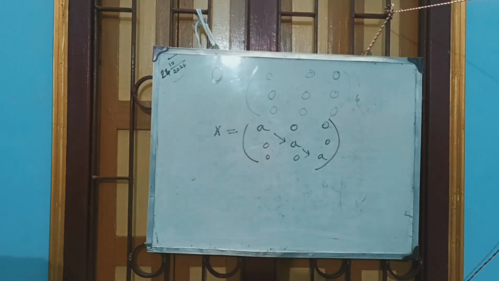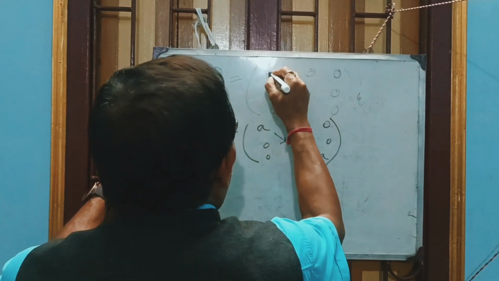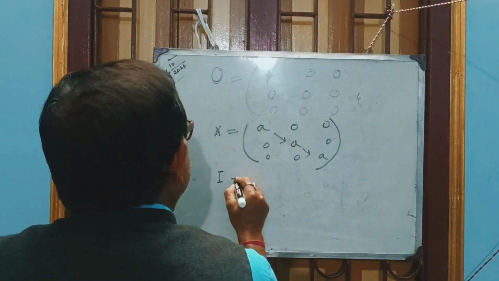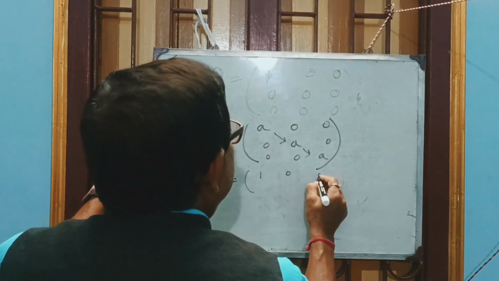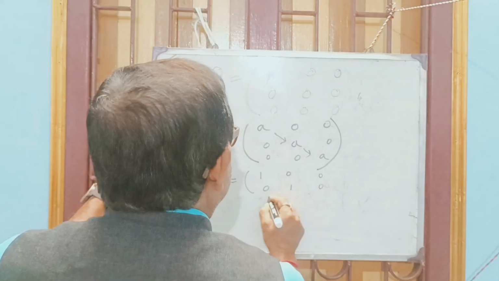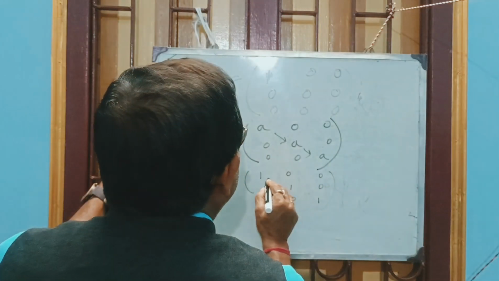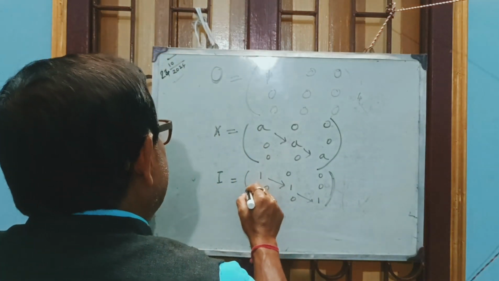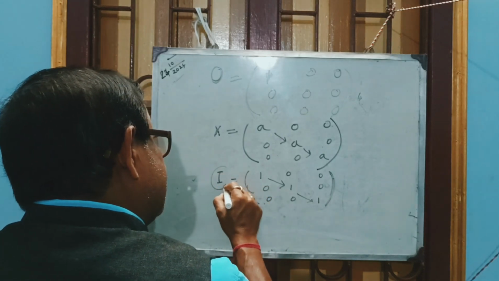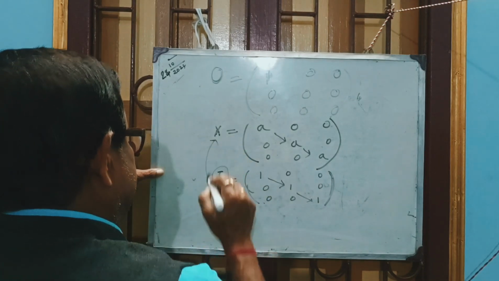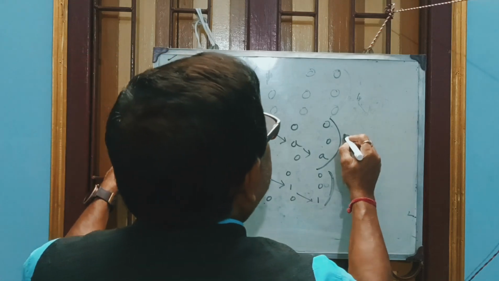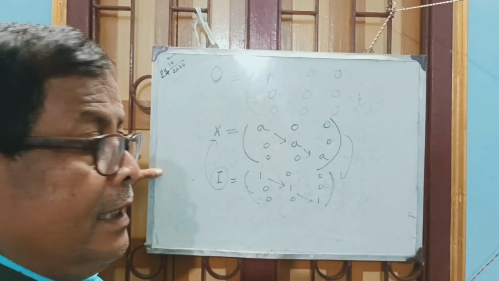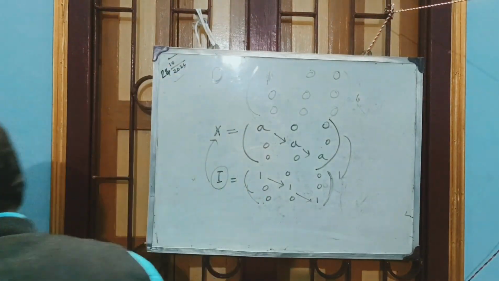Now unit matrix, we have already discussed, has 1, 0, 0; 0, 1, 0; 0, 0, 1. Diagonal elements are equal, but they are 1. Therefore unit matrix is also a scalar matrix, but a scalar matrix is not necessarily a unit matrix. Okay, now next.